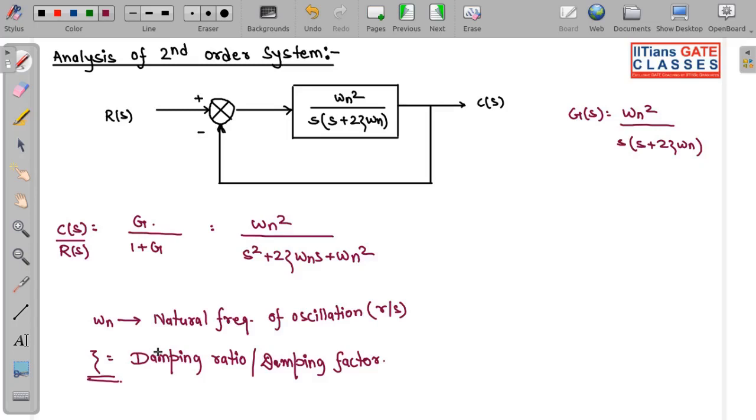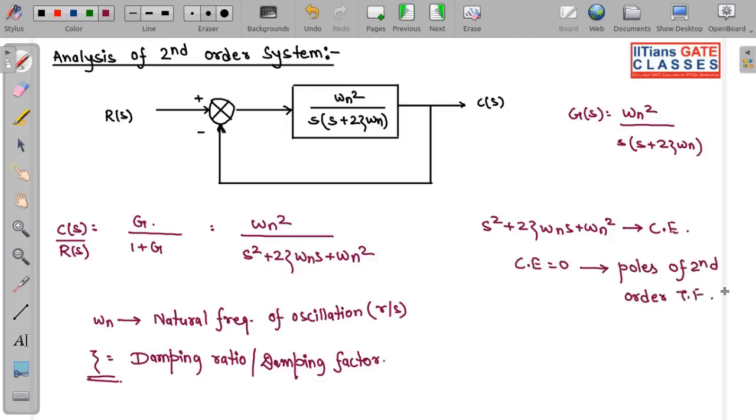Over here, this is basically a second order transfer function. The denominator s square plus 2 zeta omega n s plus omega n square is also known as your characteristic equation. And the roots of the characteristic equation are basically the poles of the second order closed loop transfer function. You should remember this much.